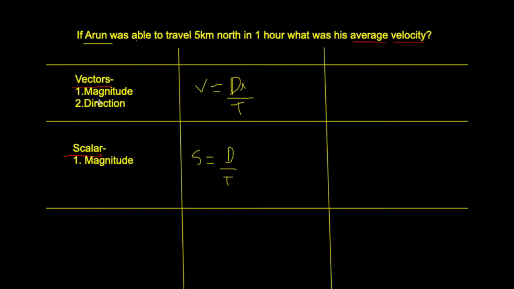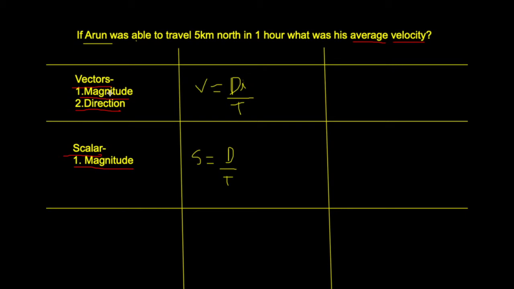So what do you need to become a vector quantity? Well, you need to have a magnitude. We will get into that later. And you also need the direction. For scalar quantities, you need magnitude also, but no direction. Now you may be wondering, what is magnitude?